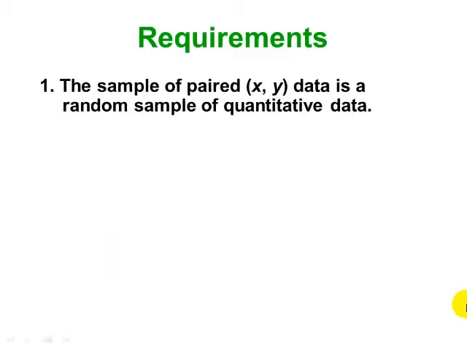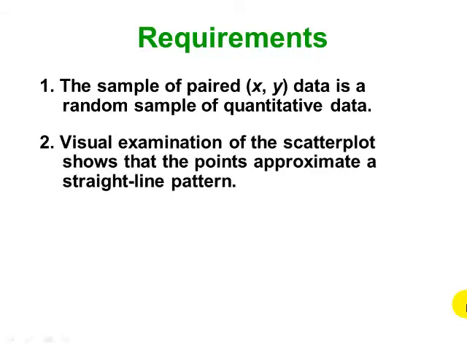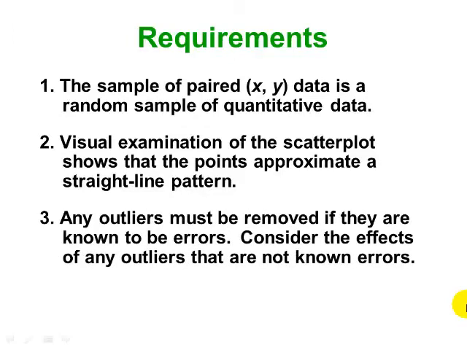The requirements for this: first of all, the sample of paired data has to be a random sample and it has to be quantitative data. Second, visual examination of the scatter plot has to show that the points approximate a straight line pattern. Third, any outliers must be removed if they're known to be errors. If they're not known to be errors, then at least consider the effects of any outliers.